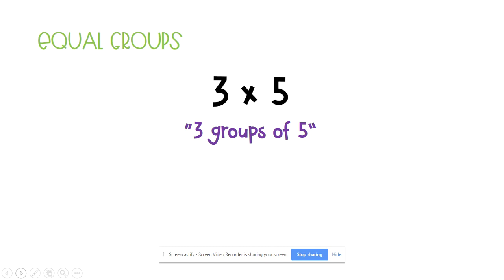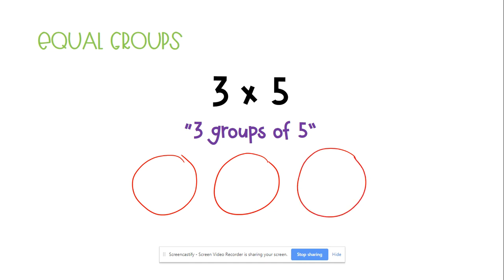When I am drawing equal groups, my picture has to match my equation. So my first number tells me how many groups I need to draw. To show groups, I draw a large circle that I can draw dots inside of later. So since my first number is 3, I'm going to draw 3 circles or 3 groups.